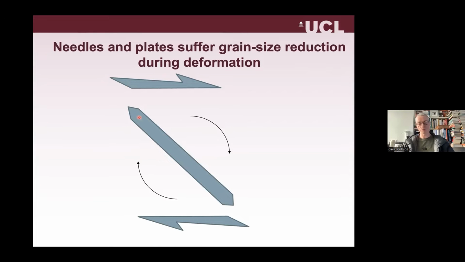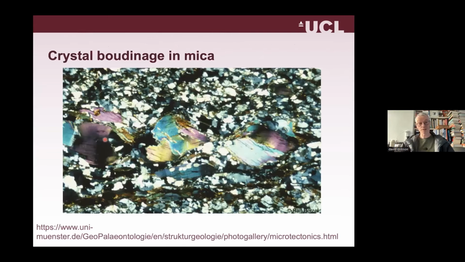rotate in diffusion creep. And if you have very, very long needles, they're not going to cartwheel over, they're actually going to break up during rotation, during deformation. You're going to get crystal boudinage. And we see this during plastic deformation. This is muscovite mica, which is being broken up by crystal boudinage here.